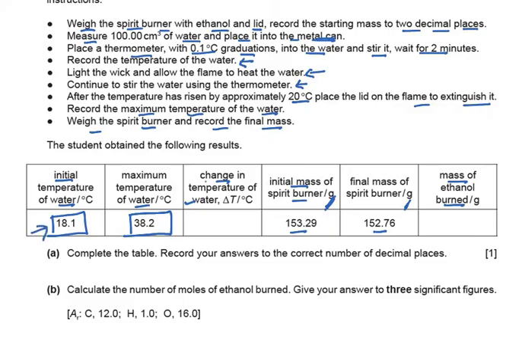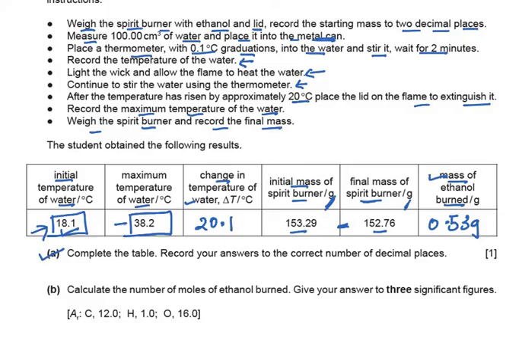So we are supposed to find the change in temperature. By subtracting 38.2 minus 18.1 degrees Celsius, we get the temperature change, and the answer is 20.1 degrees Celsius. The difference in the mass will give you the mass of the ethanol burnt. The difference is 0.53 gram. We obtained that by subtracting the two masses of the spirit burner, before heating the water and after heating the water. So we have completed the table as per question 1.